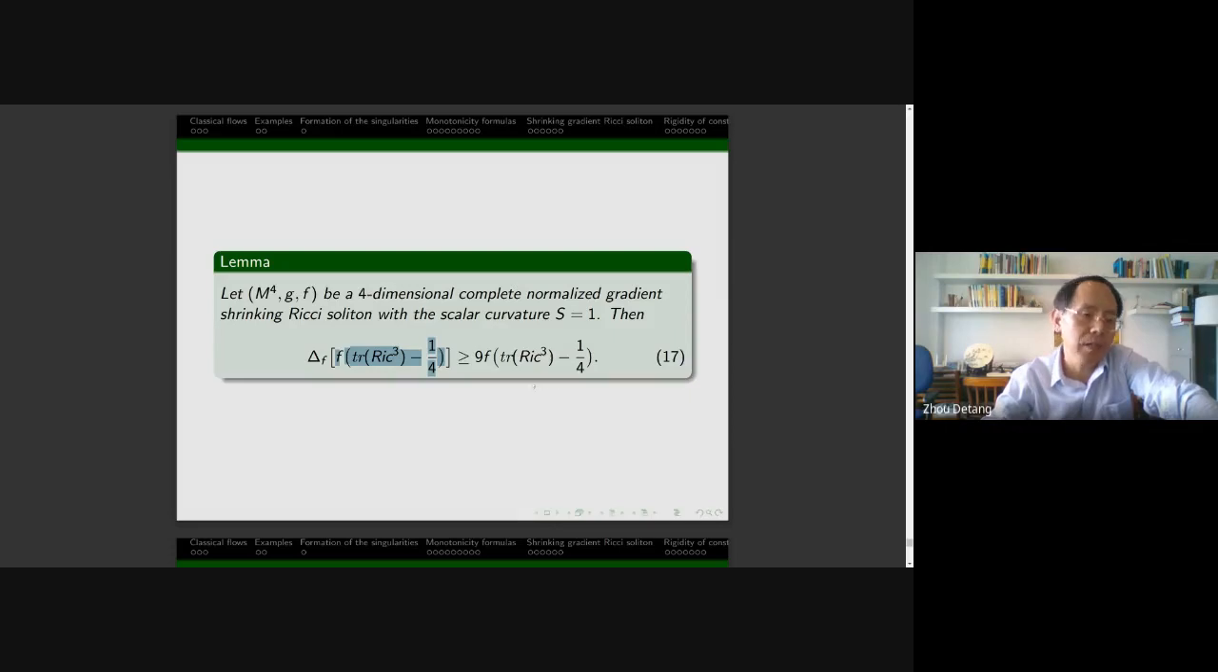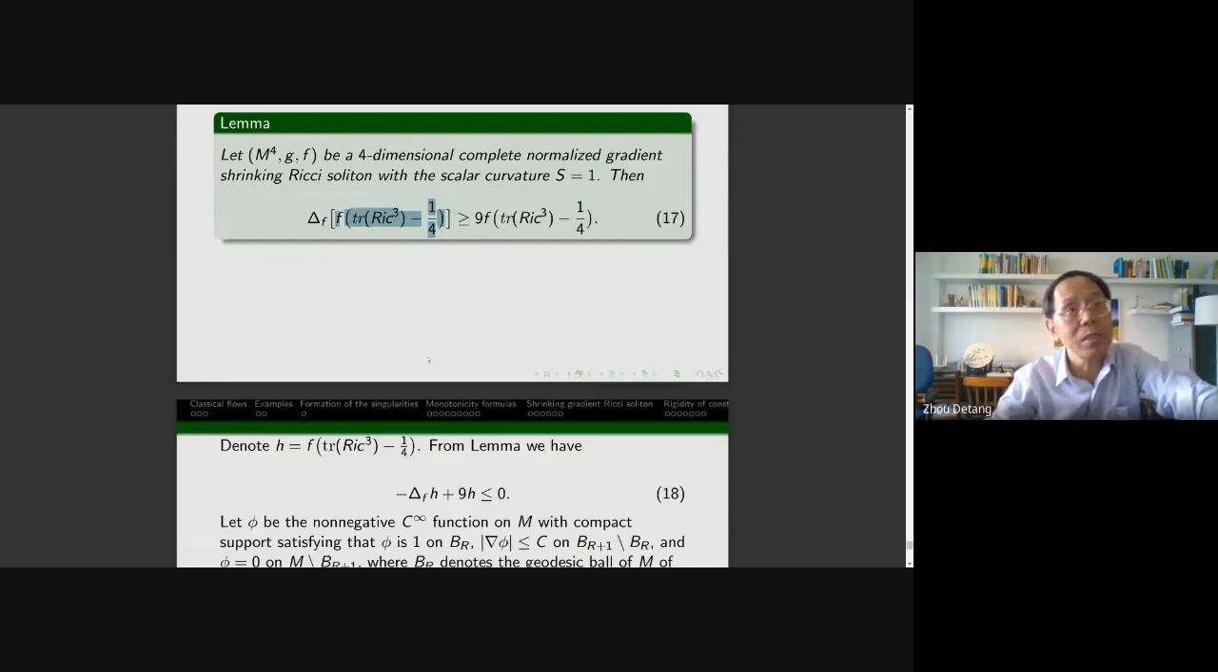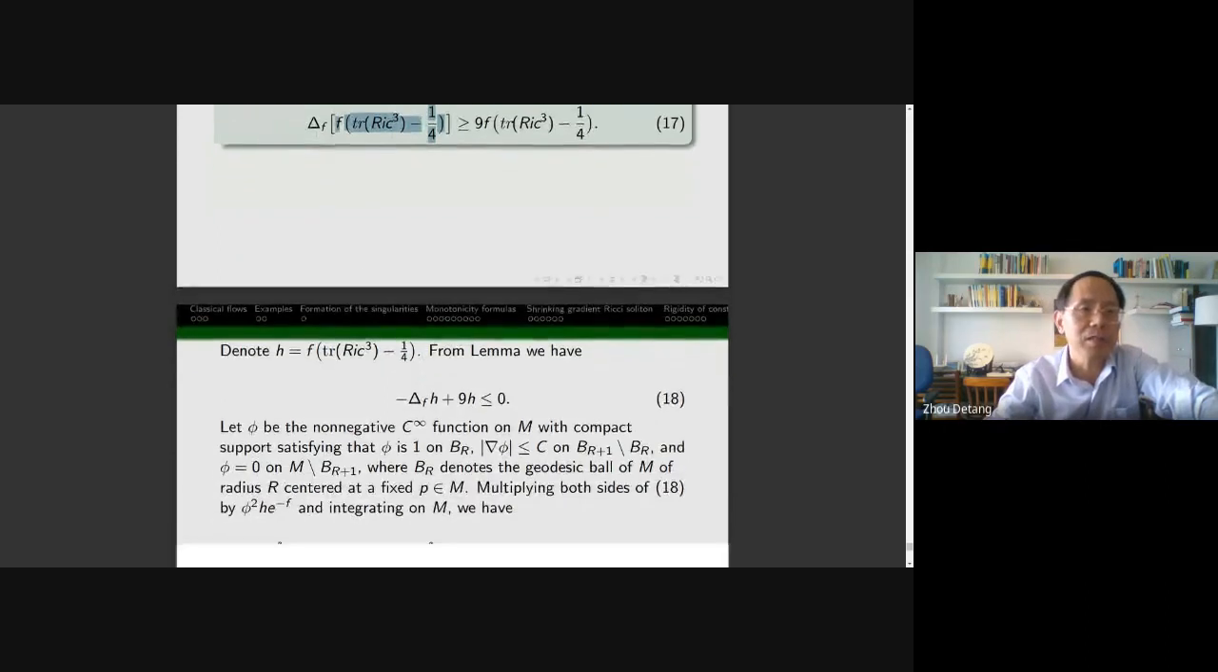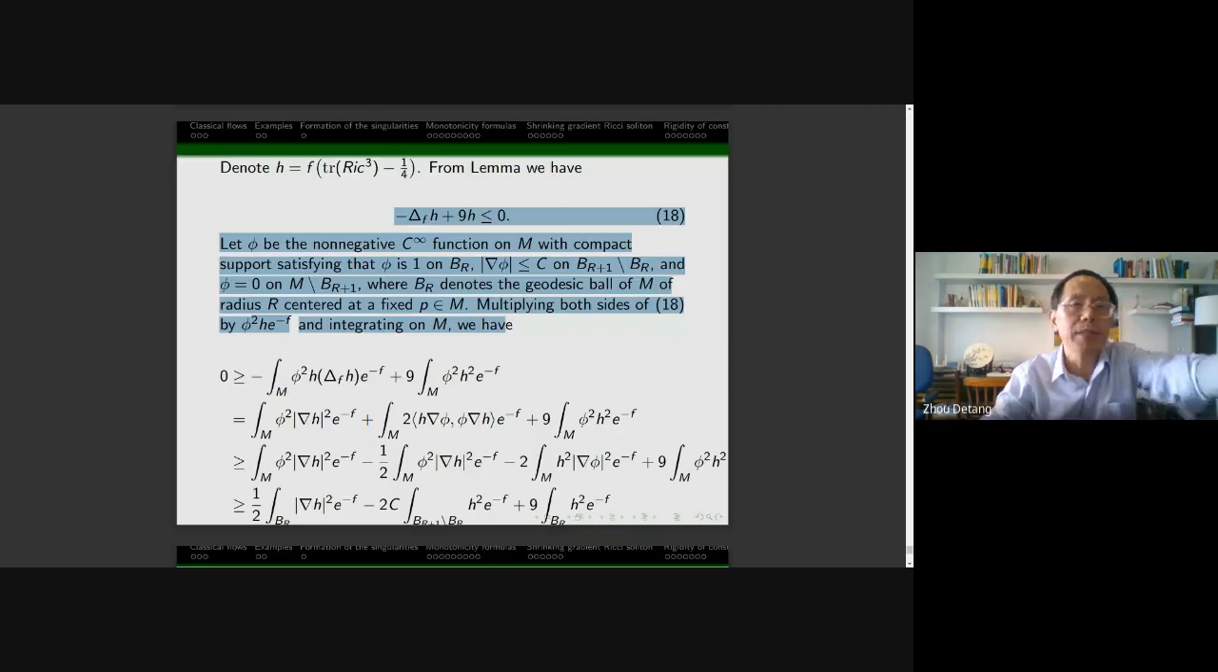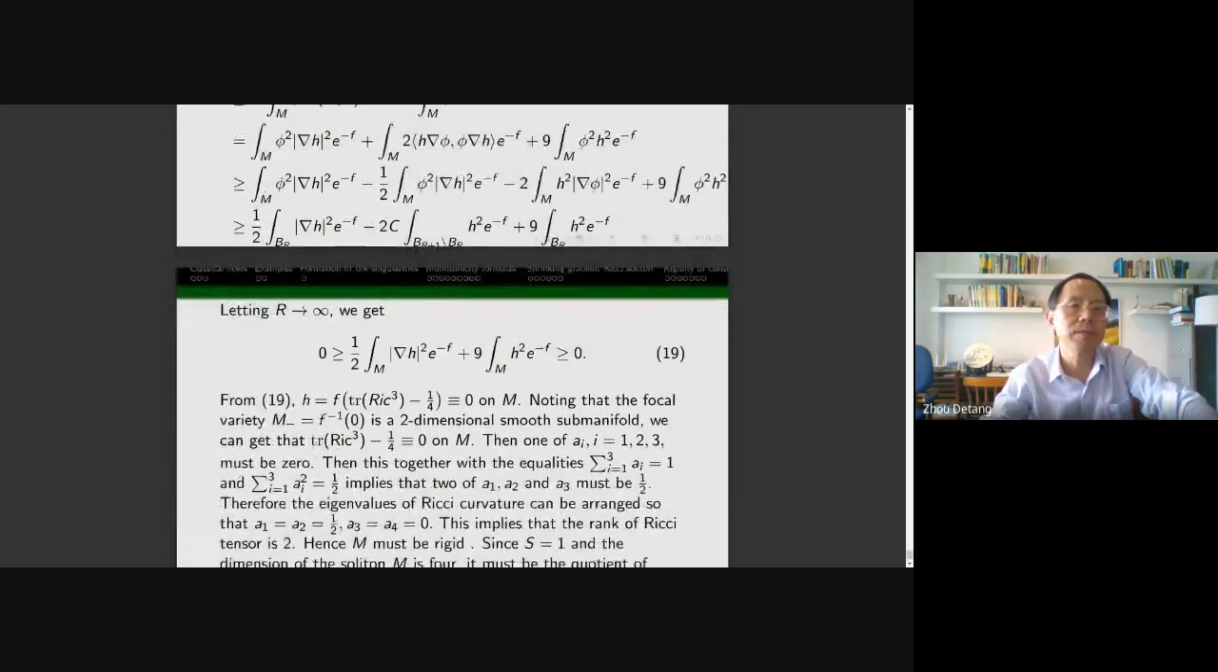I hope that I will not have time to explain how to prove this, but from this, it's easier to explain. From this, I can prove this is constant, which is here. I just take h here, you have this equation, this equality. So using the basic result I said before, we can prove this one. That means h has to be 0. So h is 0, that means the trace of this one is 1/4.